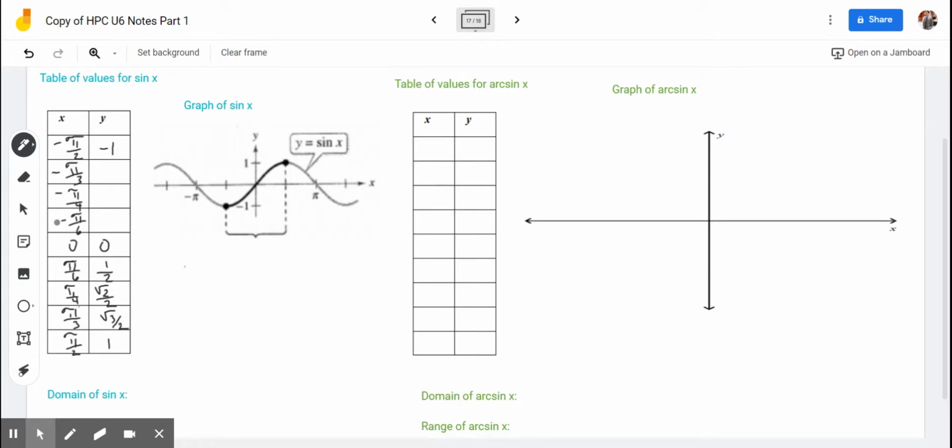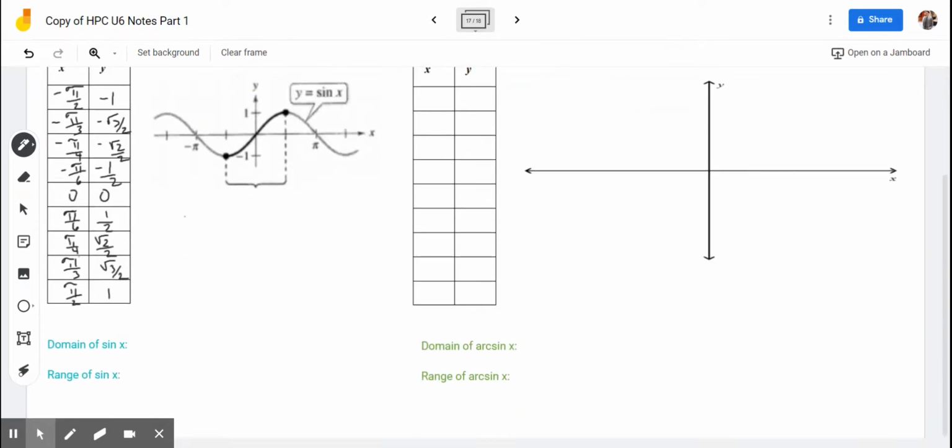Negative pi over 6, this is technically in quadrant 4, and we know that sine is going to be negative there in quadrant 4. And then essentially all these values that we have here are going to go from positive to negative. So negative pi over 4, we're going to be at negative radical 2 over 2. Negative pi over 3, we're going to be at negative radical 3 over 2. Okay?